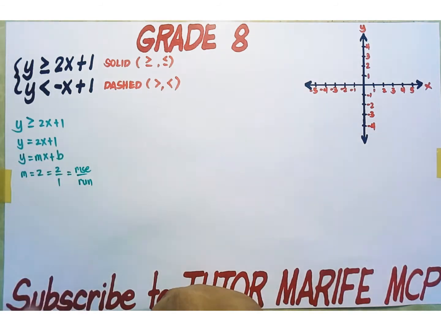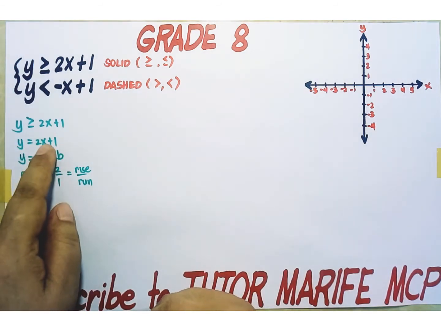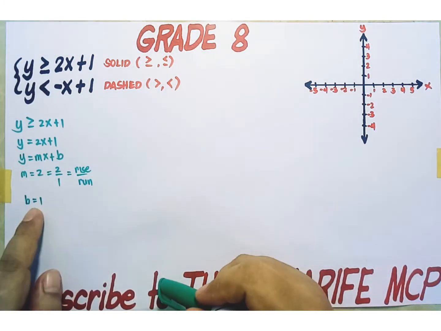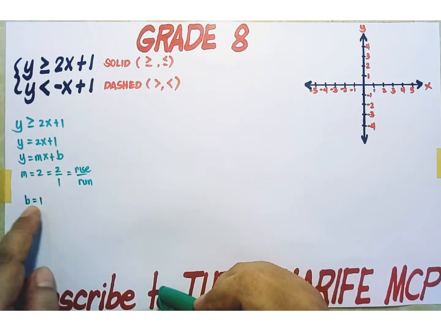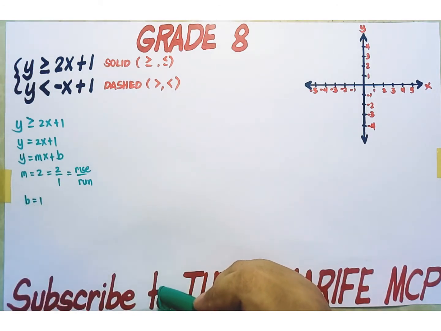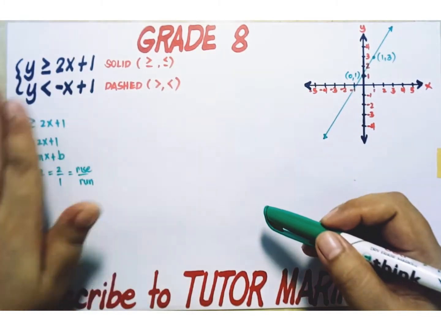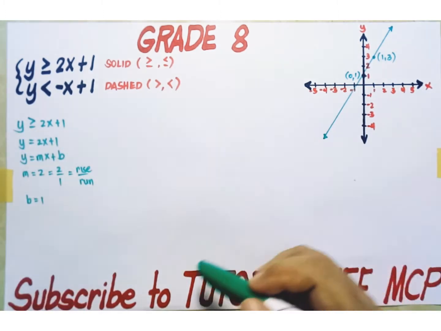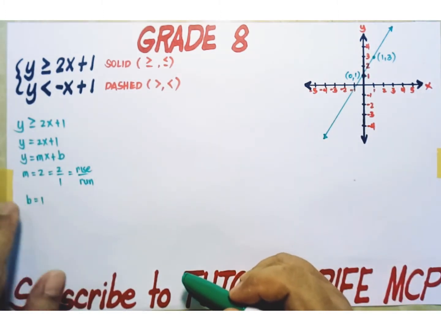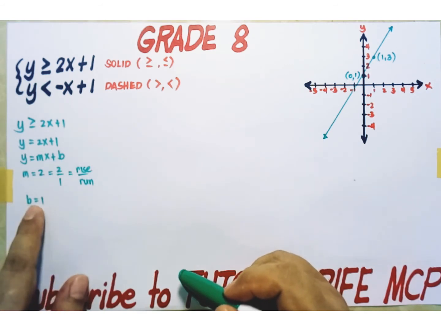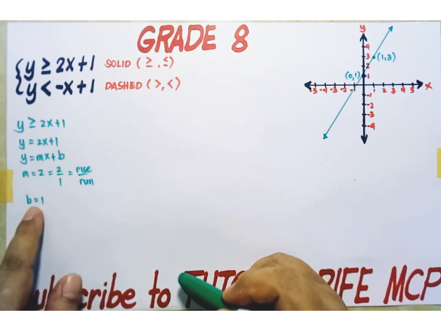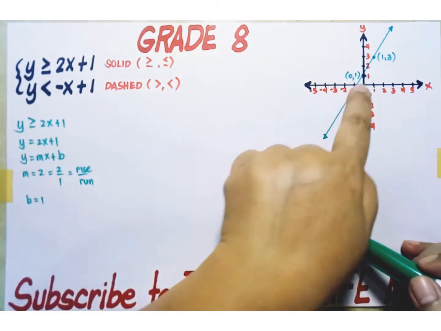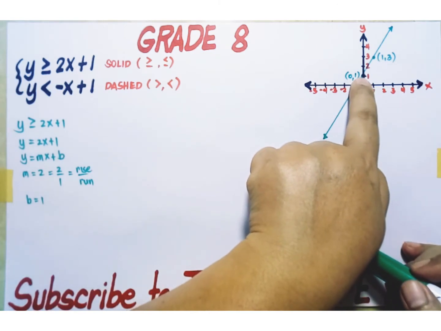B is the constant term of the slope-intercept equation. It's equal to positive 1. This is where the solid boundary line crosses the y-axis. Let's use this information to graph the solid boundary line of the first inequality. Start with plotting the y-intercept. The y-intercept is at 0, 1. X-coordinate is 0, y-coordinate is 1. This is the first point of the boundary line.